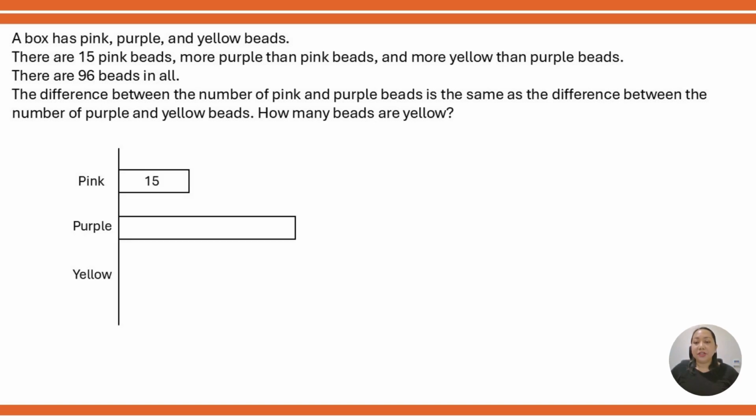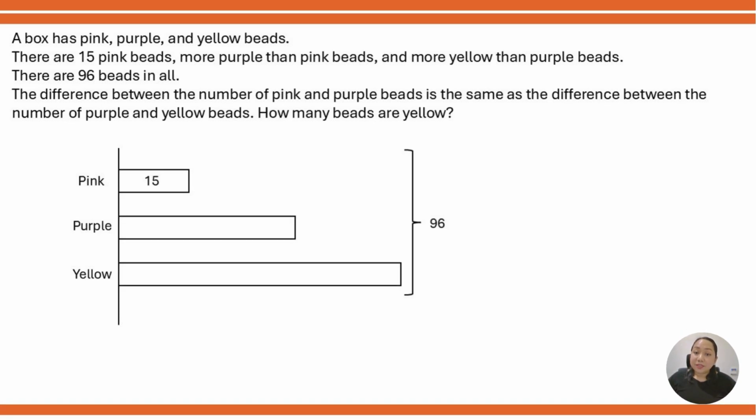Here we are comparing the number of pink, purple, and yellow beads. So we are going to use the comparison model. We will first draw the bar for the pink beads. So we'll draw a short bar and we will label that 15. As for the purple beads, we are going to draw a longer bar because it says here that there are more purple than pink beads. As for the yellow beads, we will represent this using a bar that is longer than the bar of the purple beads. This is because we said in the problem that there are more yellow than purple beads.